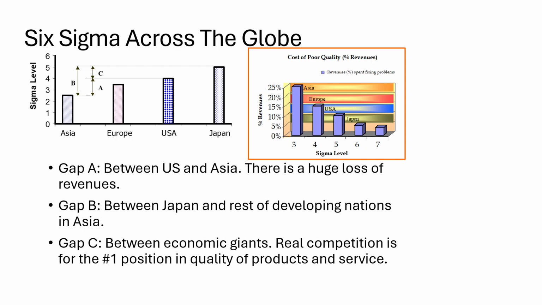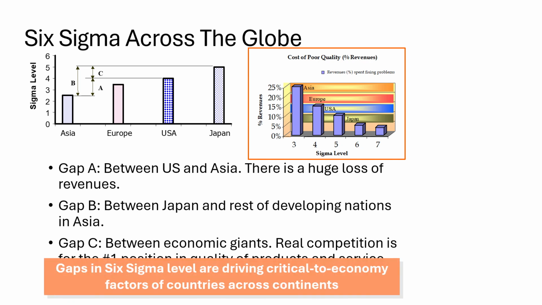And I would say that the more there is competition, the more vital it is to pay attention, focus on your processes and how they can be improved, right? Because you want to be in the game for the long run. Gaps in 6 Sigma level are driving critical economy factors of countries across continents.